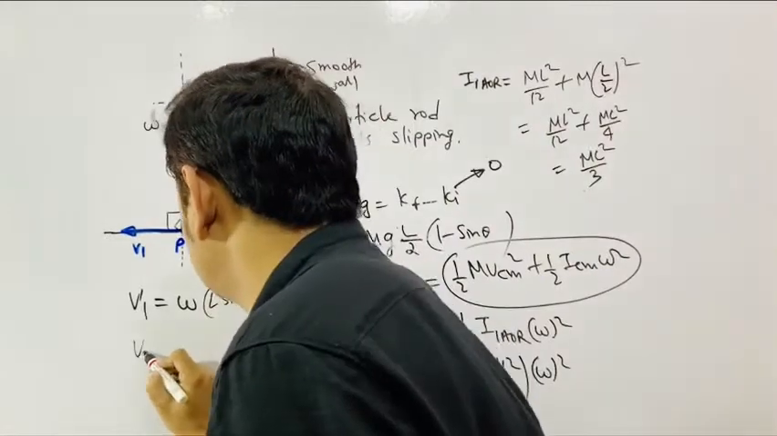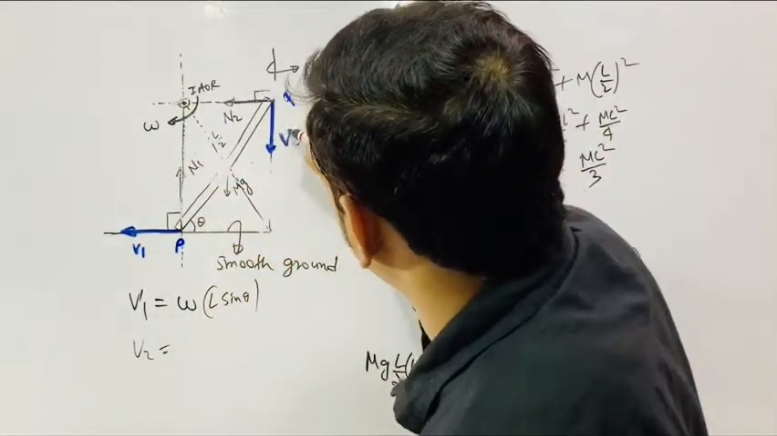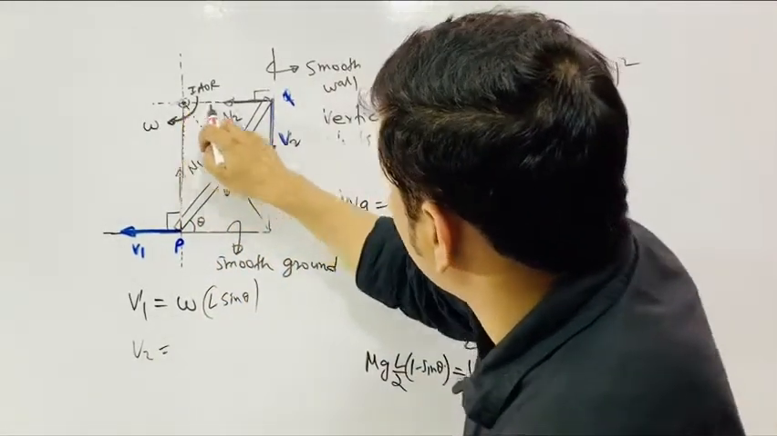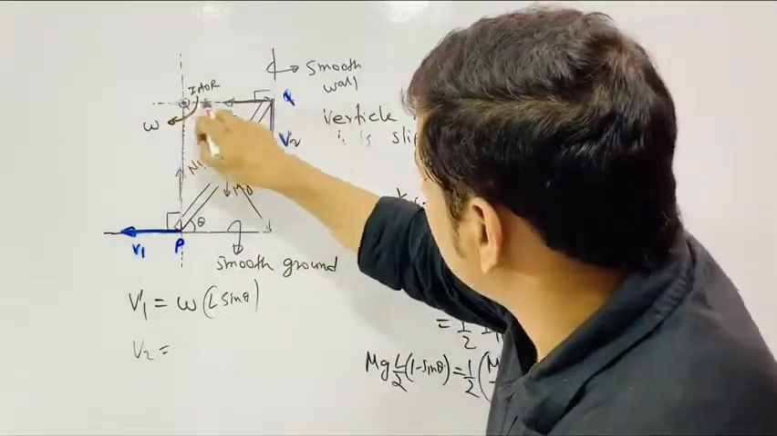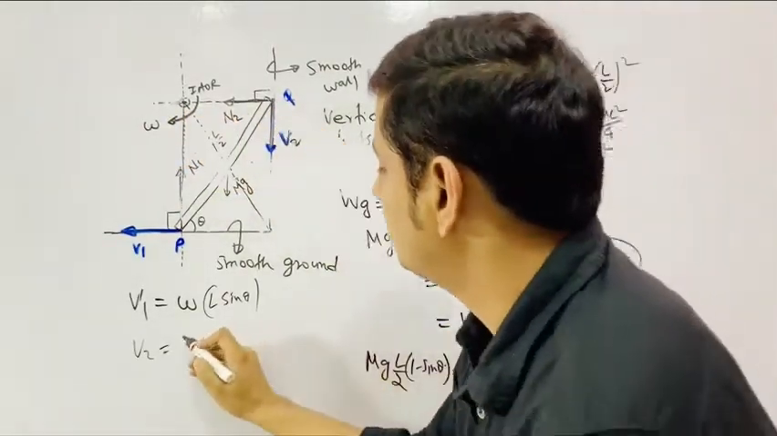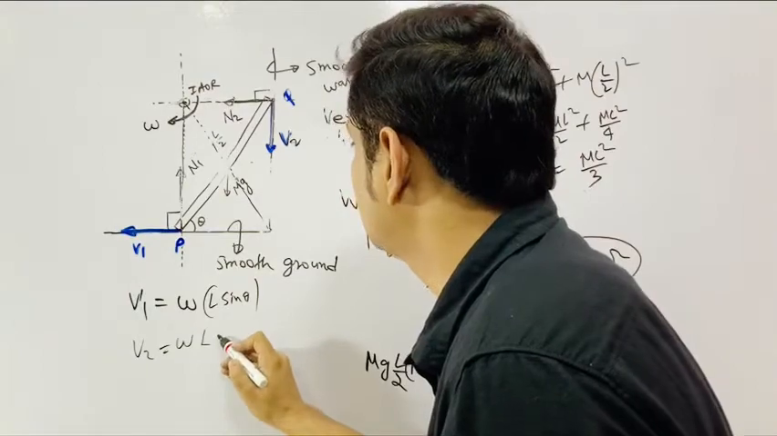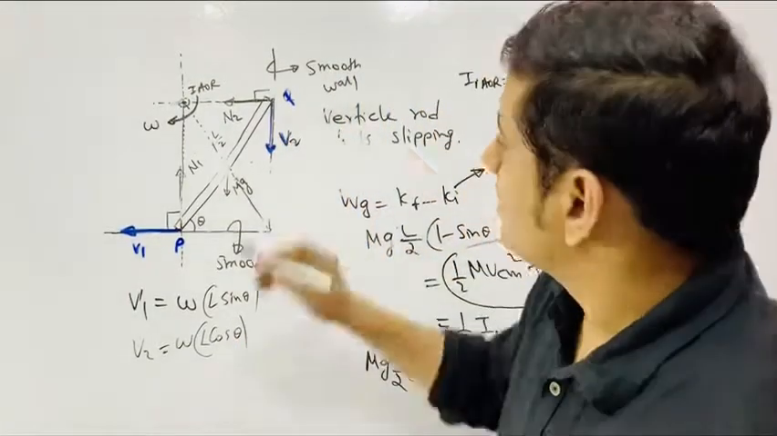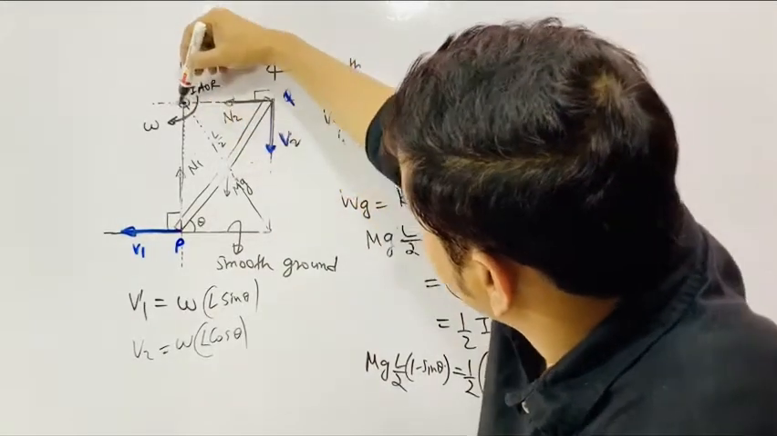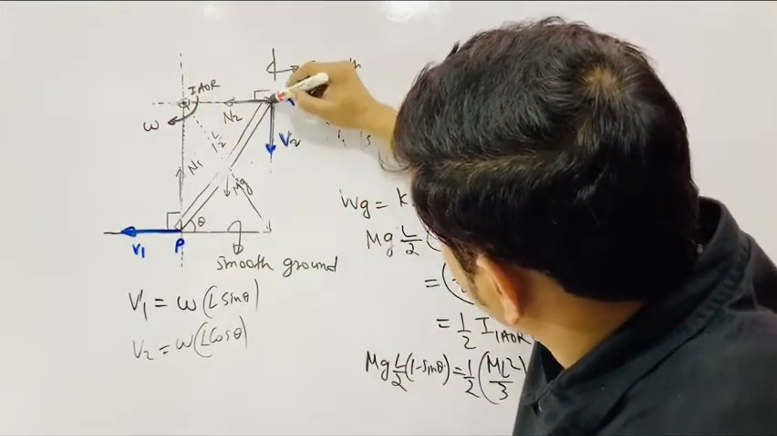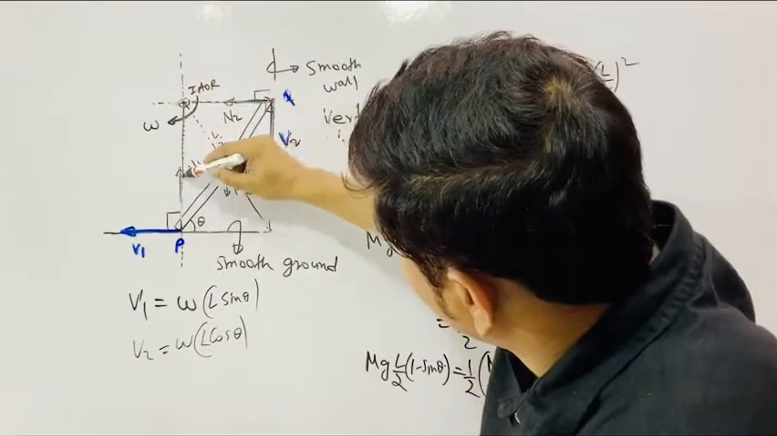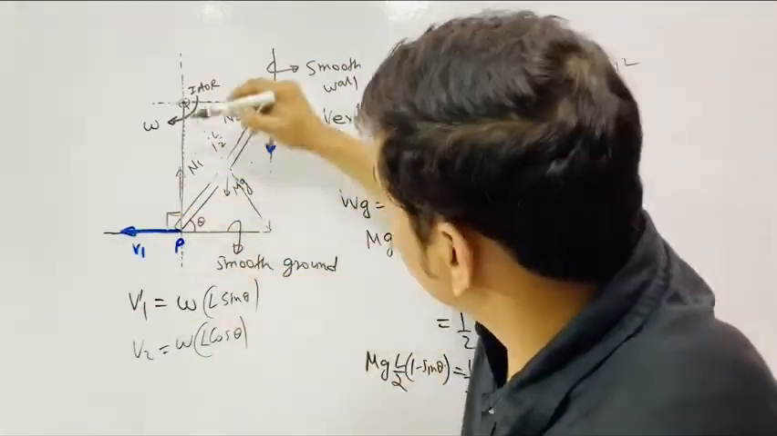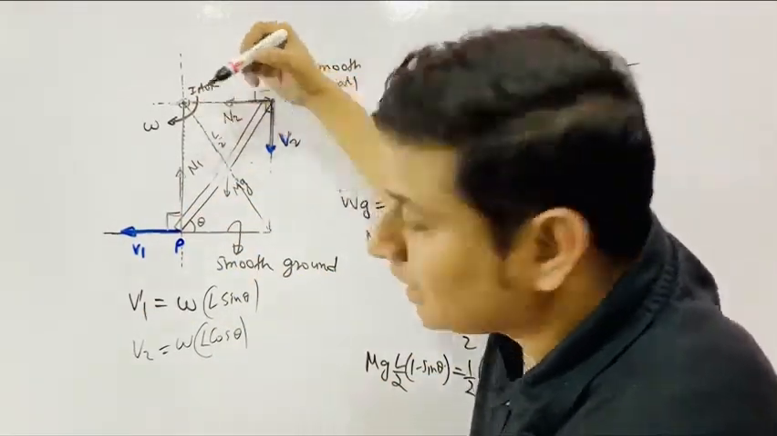V2 is equal to this V2. What is V2 equal to? V2 is equal to omega into the distance from this point. What is the distance from this point? Omega into L cos theta. Getting or not? Perpendicular. From here, if you take, it is perpendicular, means downward. From here if you take, perpendicular means leftward. But from here if you take, again perpendicular.